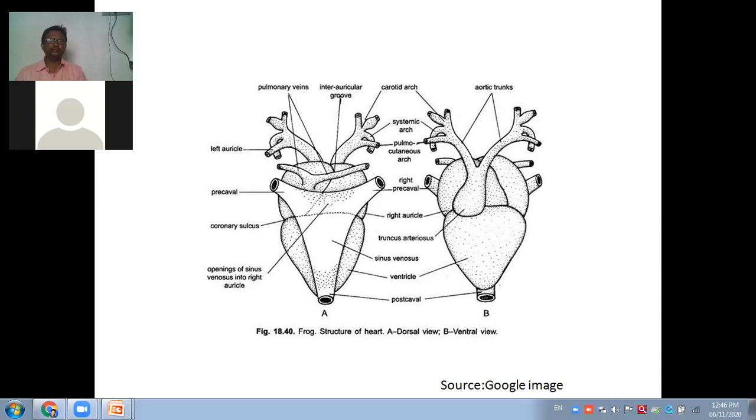So this is the diagram which shows the morphology of the heart from ventral view and dorsal view. I repeat, my dear student, this is the structure of the heart of a frog in a dorsal and ventral view. Okay, so on a dorsal view, what are the different components or labels we can see here?